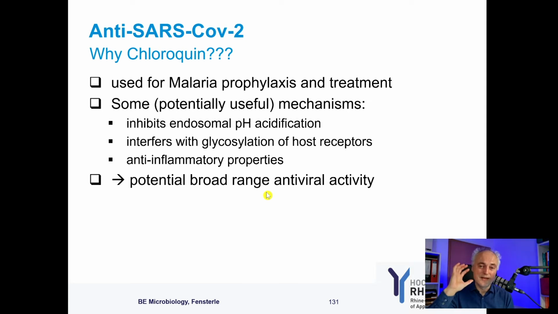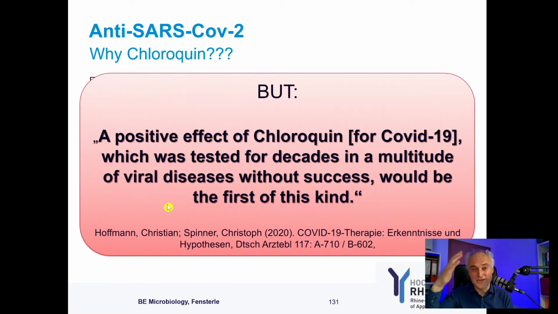But the one thing that chloroquine does, it inhibits endosomal pH acidification. And as I've shown you before, this is required for viral entry, and several viruses use this path. So in principle, there would be mechanisms which could be used against viral diseases, and it could be a potential broad-range antiviral activity. So virologist number one was not completely stupid.